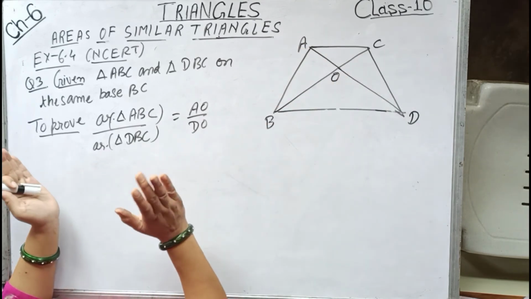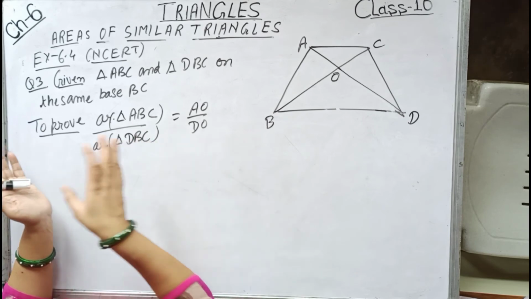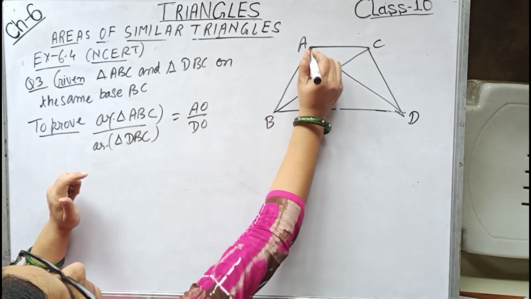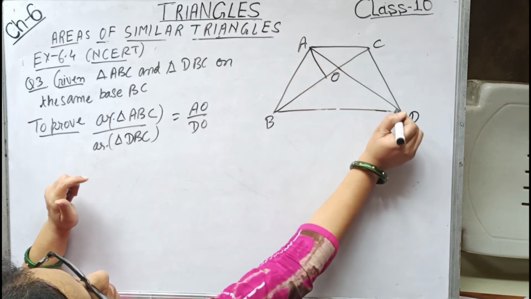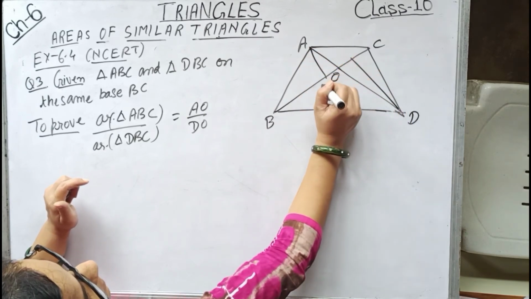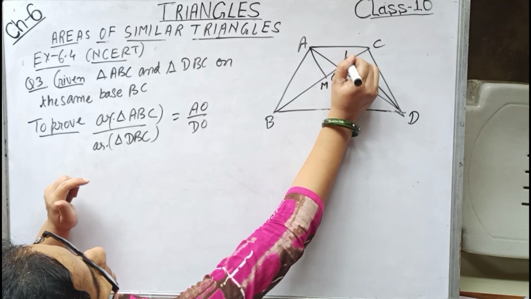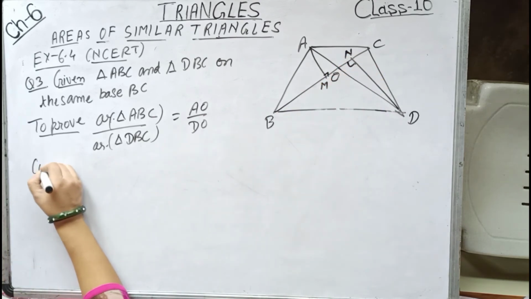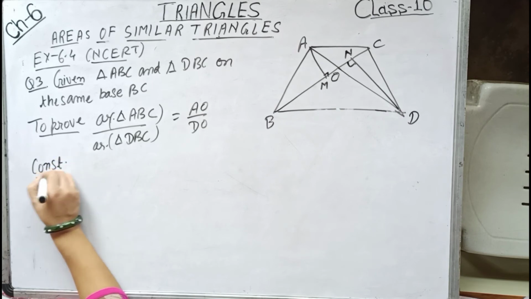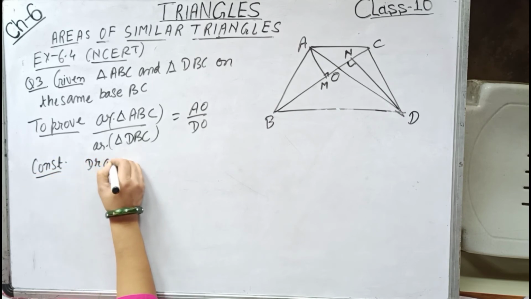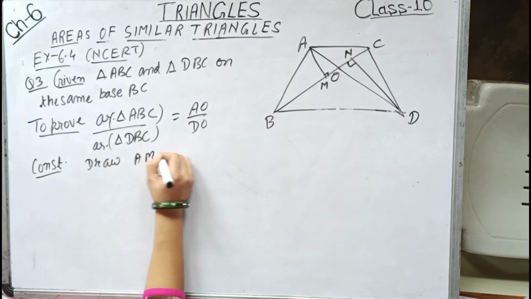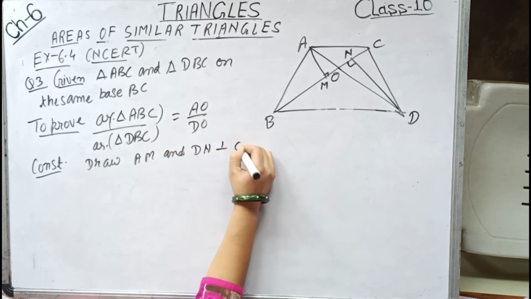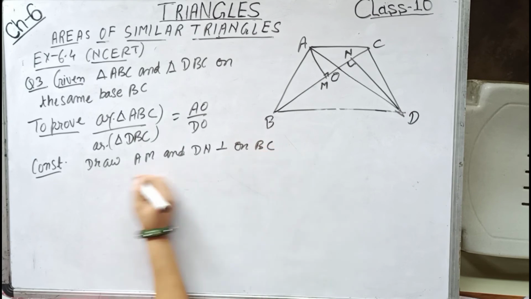Now since we have to prove the ratio of their areas, obviously we need a perpendicular over here. So let us draw a perpendicular. Over here let us name it M and over here let us name it N. So construction: draw AM and DN perpendicular on BC.